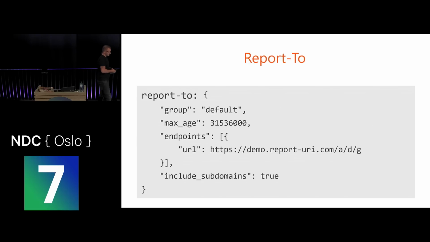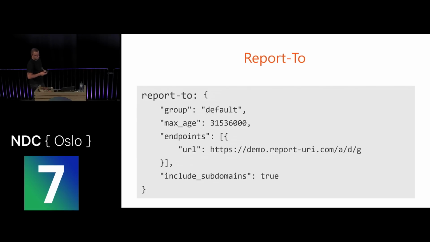Next, endpoints. I've just got an array here with one entry. You can specify in order that you would like the browser to try them, where you would like it to send the reports. So here I've just got a demo account that I set up. We can send the reports here, and you can do whatever you wish with them once you've received them. You can specify multiple endpoints, and the browser will try the first. If it fails to deliver for some reason, it will try the second, so on and so forth.